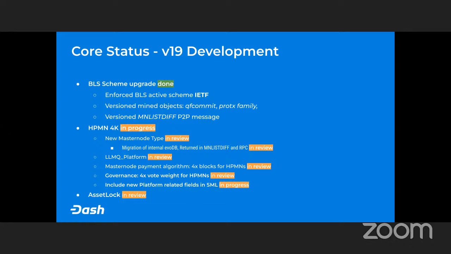Everything on this sheet, besides the in progress item, include new platform related fields in SML. Everything else on here is currently on a DevNet. And so mobile has tested against the BLS implementation, and the other teams are testing against these implementations, and we're testing them right now. And everything looks good so far.